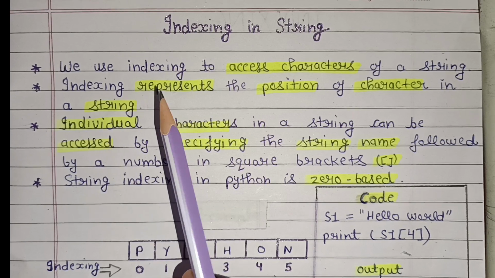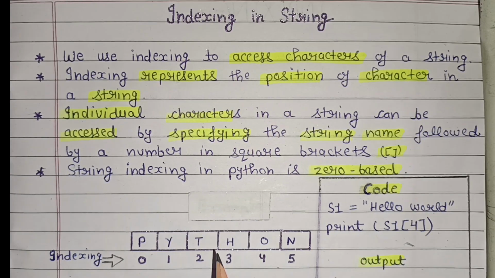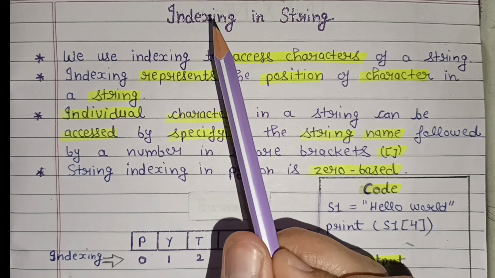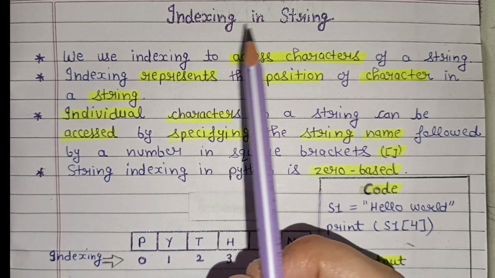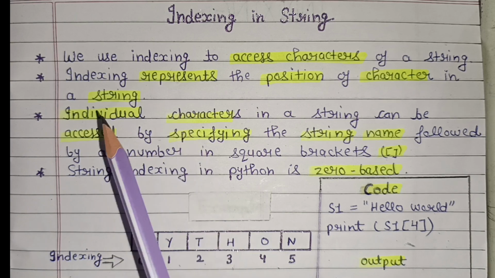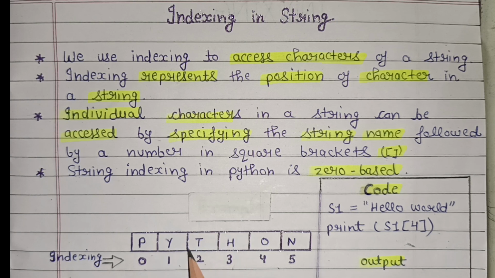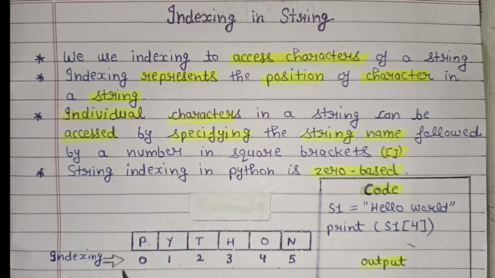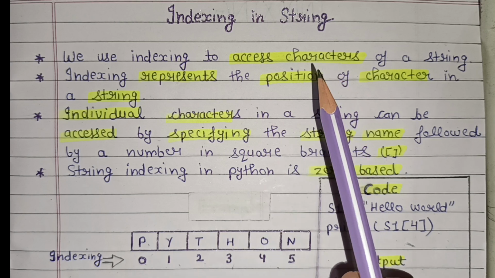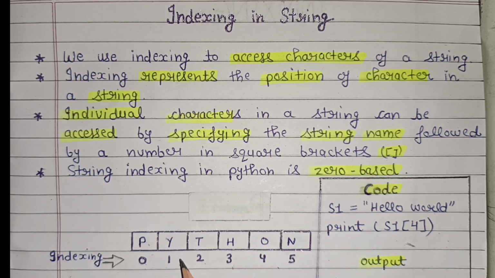Now we use indexing to access a character of a string. For example, if I want to access the last three characters in this string, then we need to use indexing, because through indexing we can access a character from a string. Indexing represents the position of a character in a string. I have a string here, Python, and I am giving an index value to each character. P has index value 0, Y has index value 1, T has index value 2, and so on. So these index values are called position.